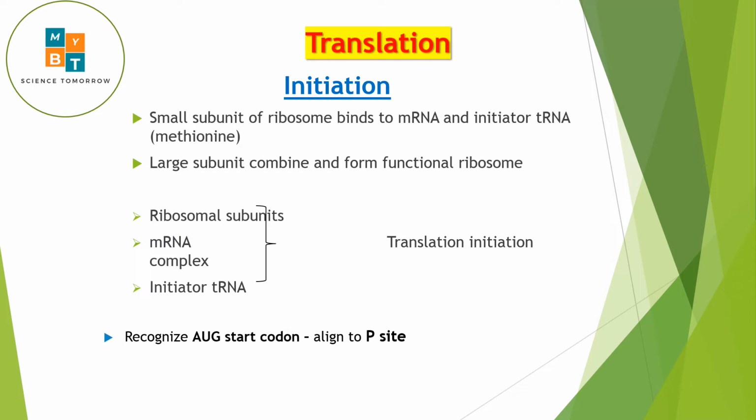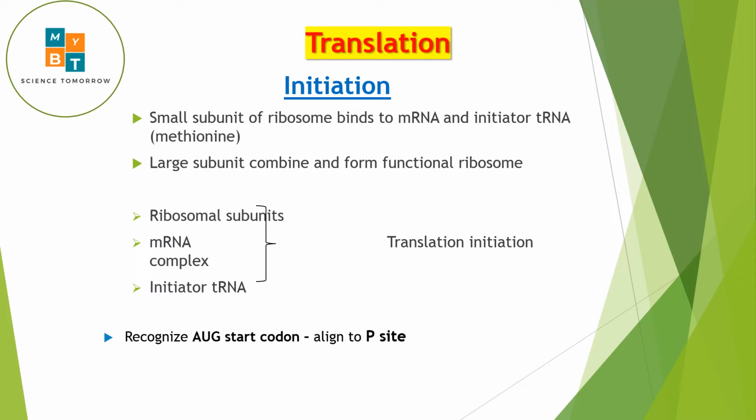We know that in cells we have something called the ribosome. The ribosome has two subunits, a small subunit and a large subunit. The small subunit of the ribosome binds to mRNA, the mRNA which came from the nucleus and has been transcribed from the DNA.